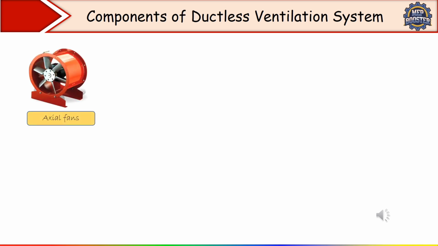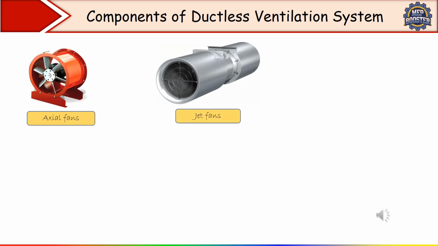Now here you can see the main components of a ductless system. What are they? First of all, we have an axial fan, then we have a jet fan, and different types of jet fan. I have told you about the axial jet fan, and sometimes we have to install the centrifugal jet fan. It is based on how much air you have to exhaust from the basement. If it is a high capacity of air we have to exhaust from the basement, you have to prefer a centrifugal fan at that time. Otherwise an axial jet fan can cover that.